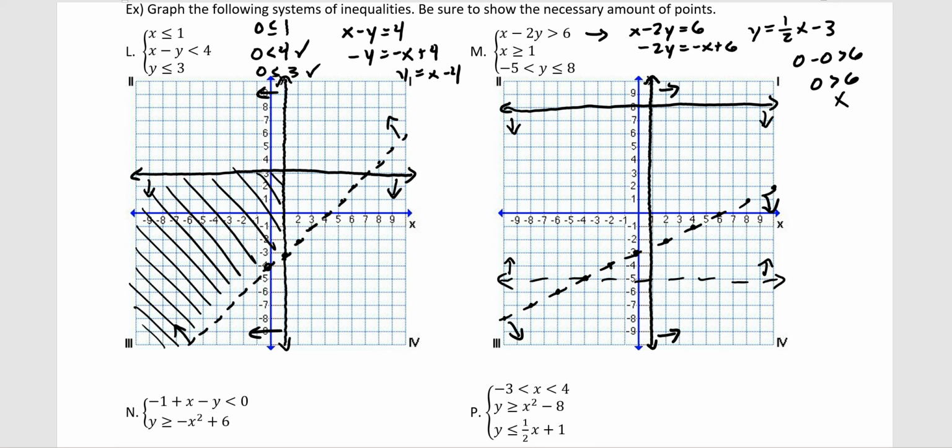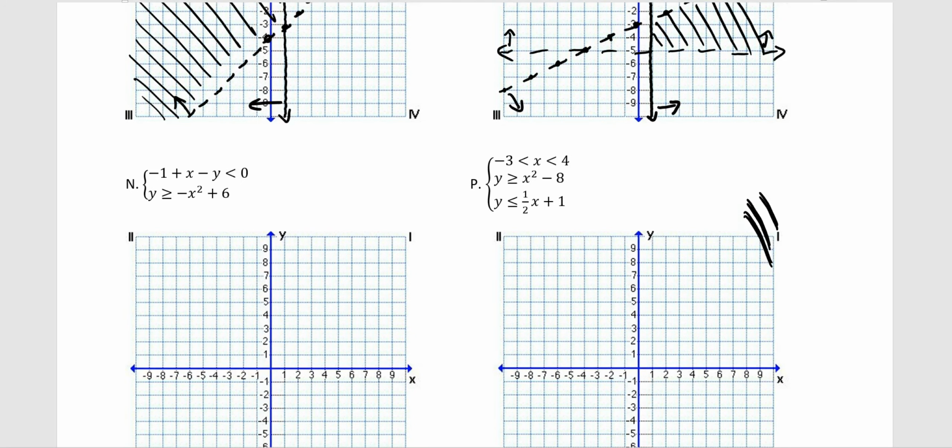So from there, we can see I need to be between these horizontal lines, I need to be to the right of the vertical line, and I need to be under the dashed line with the slope of 1/2. So I'm going to be in this section right here. That section satisfies all three. Excellent. All right. Let's try a couple more here.